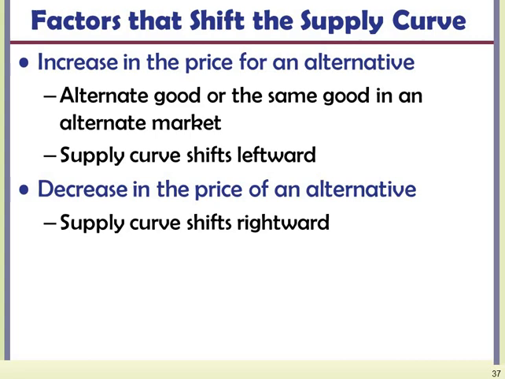Alright. So what will happen if the price of our alternative will increase? So the alternate good or the same good in an alternate market. So mangyayari dyan, yung ating supply curve will shift to the leftward. However, pag bumaba naman po yung presyo ng ating alternate goods or alternate market, okay, ang mangyayari na po dyan ay mag-shift na po ito to the rightward.